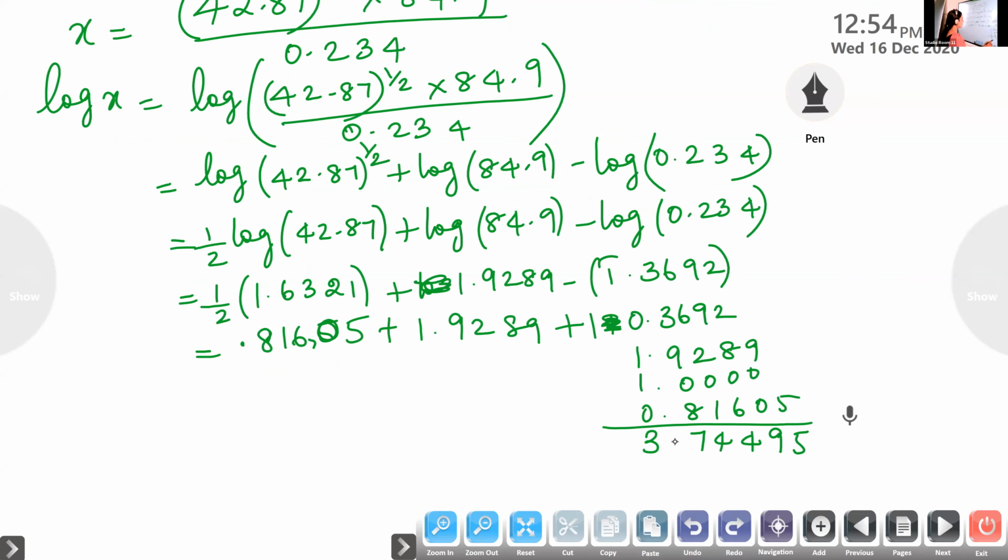Then subtract, what do you have to subtract here? 0.3692. When you subtract this, what will you get? 5, 7, 14 minus 9 is 5, 7, 6 minus 3 is 3. Is it correct? Is it okay, children? 3.7449 minus 0.3692 gives 3.3757.